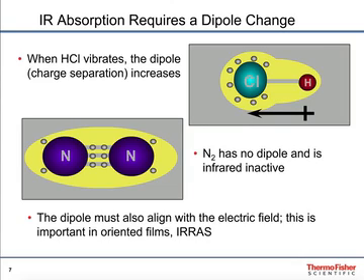This is why it works as an excellent gas to purge out the spectrometer. There are other rules, such as the alignment with the electric field, but this is the main one. The molecule must change dipole moment, and if it does, we get an infrared absorption.